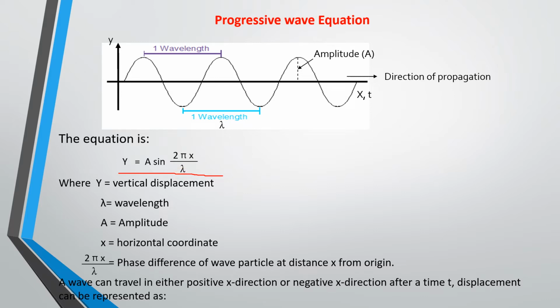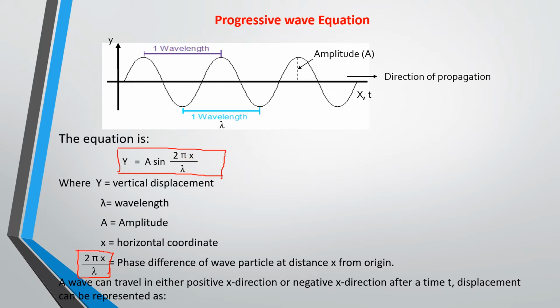where a is the amplitude. So this is an equation that has already been derived, so what we just do is use it to solve some problems. Y is the vertical displacement of the wave, lambda is the wavelength, a is the amplitude of the wave, which is the maximum displacement, then x is the horizontal coordinate of the wave. Now 2 pi x all over lambda is given as the phase difference of the wave. Then this is the progressive wave equation.